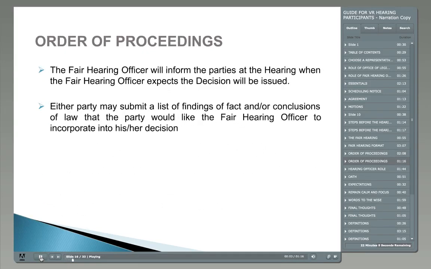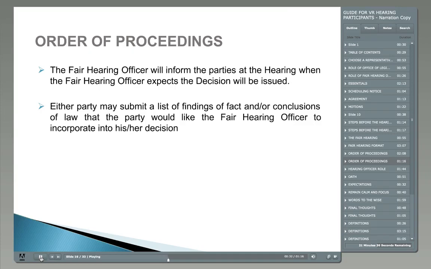Fair hearing officer will inform the parties at the hearing when the fair hearing officer expects a decision will be issued. So in some cases, it's statutorily defined. In other words, there's a certain time frame called for. Most hearing officers like to stay well ahead of that time, but they'll let you know, I expect to have a decision for you within 30, 60, 90 days, whatever it is that they feel. And that also depends on what their docket looks like as well.